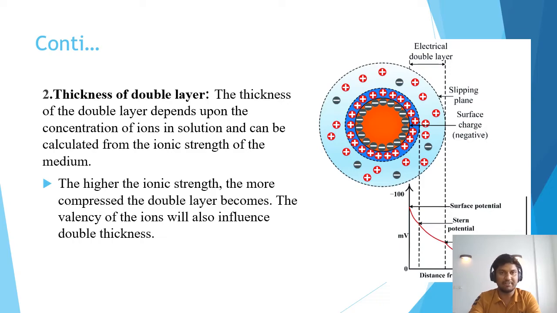And coming to the second factor which affects the zeta potential, the thickness of the double layer. The thickness of the double layer is the difference between this electroneutral region and this slipping plane. The higher the ionic strength of the medium, the more the double layer compresses. The valence of the ions also influences the double layer thickness.